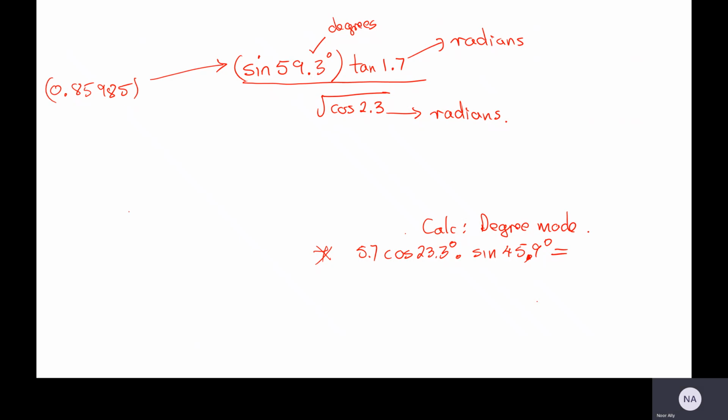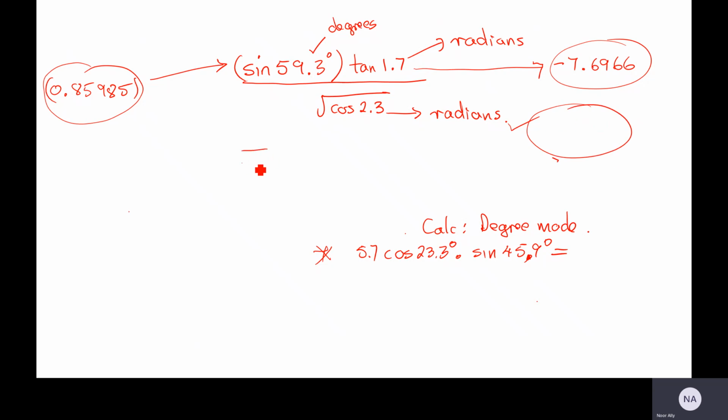Then I'm going to go to tangent 1.7. But that's in radians. So I'll have to go to the calculator, change the mode, go to radian measure, and now work out tangent 1.7. I get negative 7.69660239. And do likewise for this one. And then after I have that multiplied by this, divide by that, that will give me my final answer.